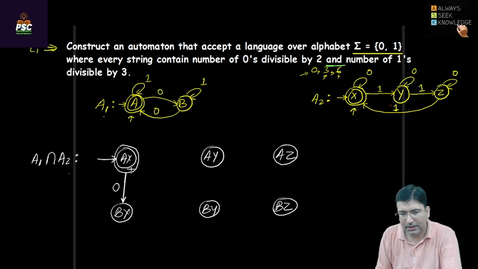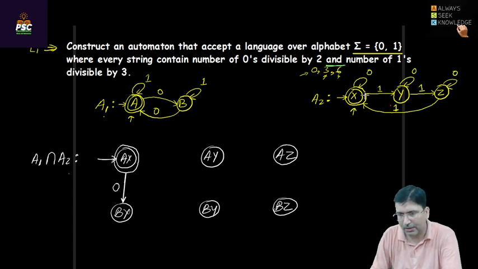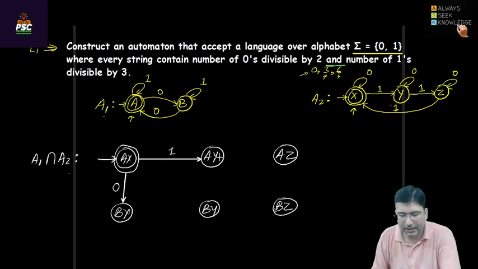Similarly, on this state, when 1 is coming on A1, you are at A. When 1 is coming on A2, you are at Y. So AY, you are reaching here. So when 1 is coming, you are moving towards AY, right? Similarly, we can write all the transitions.